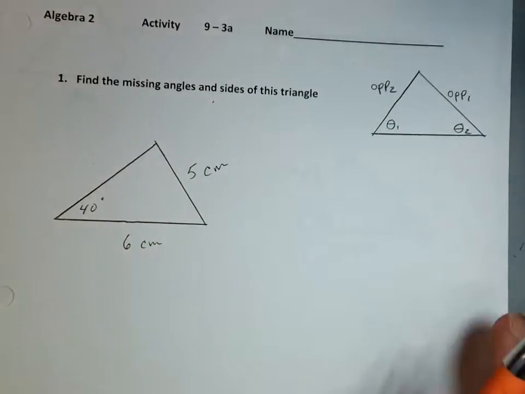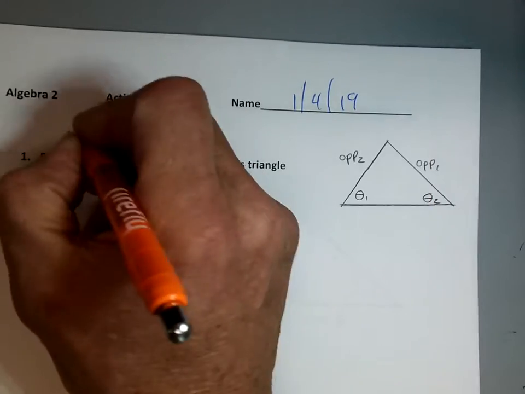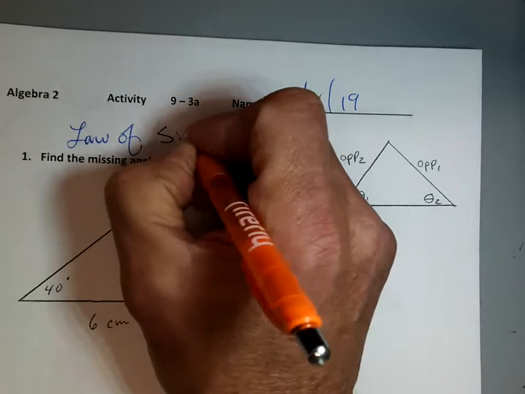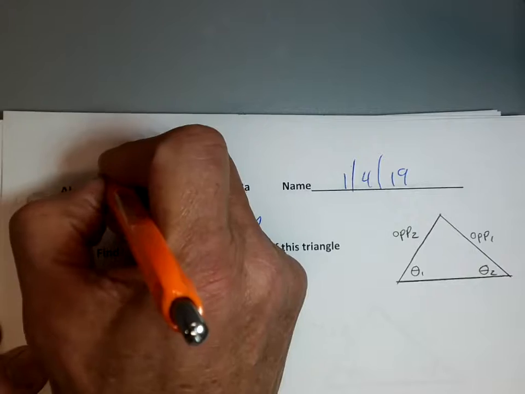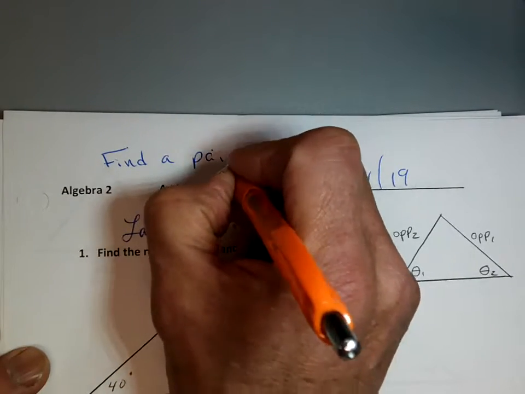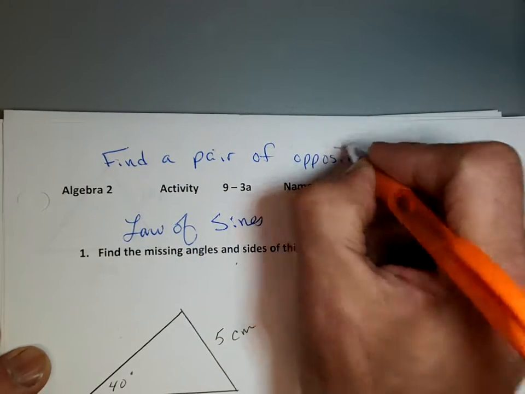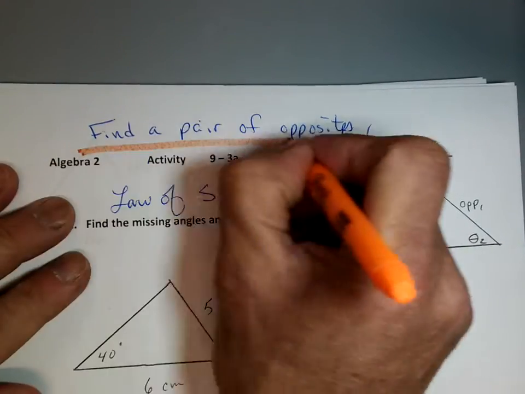Today, we're going to talk about the law of sines. Okay? It's called the law of sines. So before we do anything, the law of sines deals with opposites. So we always want to find a pair of opposites. Okay, so I'm going to highlight that because that's really the key to this whole lesson today: find a pair of opposites, okay?